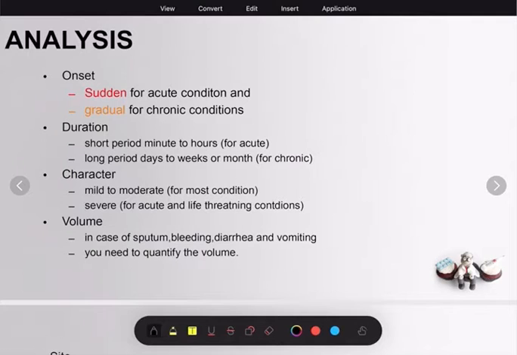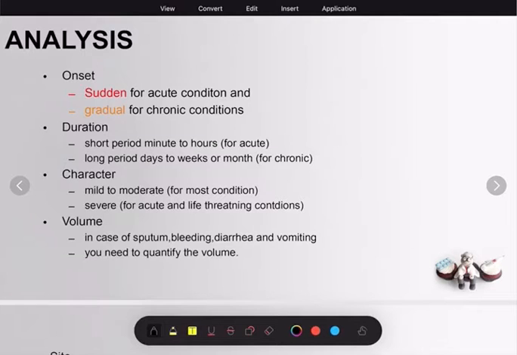How can you analyze the symptoms? There are some terms that we always use in symptom analysis. One of them is onset. You have to ask about the onset of the symptoms always. Whatever the case, you have to know the onset, because onset differs. It may be sudden for most acute conditions and gradual for chronic conditions.